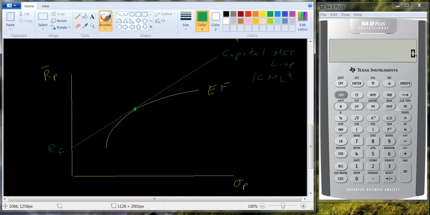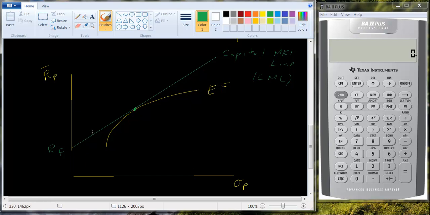CML. So it's an interesting concept that if we introduce riskless borrowing and lending, even though there's an infinite number of portfolios and there's even an infinite number of efficient portfolios, everybody chooses the same portfolio. If we drew in indifference curves, and I'm not going to do that, I'll make it too complicated, make the graph too sloppy.